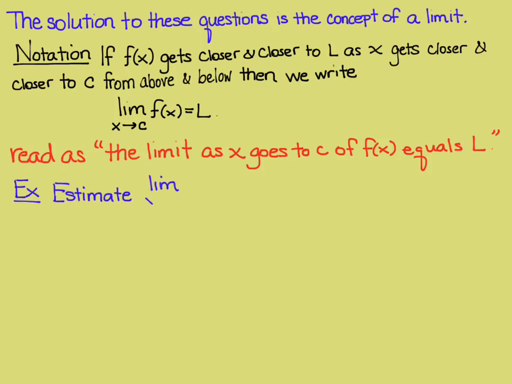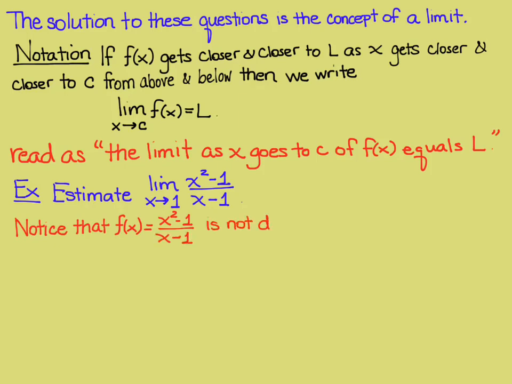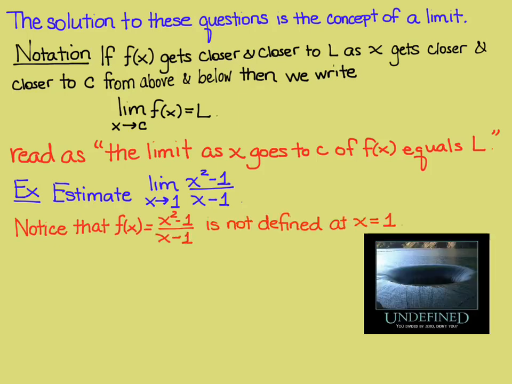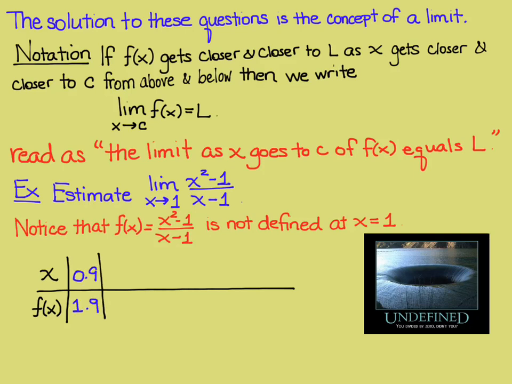For example, let's estimate the limit as x goes to 1 of x squared minus 1 over x minus 1. Notice that f of x equals x squared minus 1 over x minus 1 is not defined at x equals 1. That's because if we tried to plug in x equals 1, the denominator would be 0, and we know that makes the world explode and life bad. So let's create a chart, and we will plug in values that are very close to 1, but not equal to 1. So let's start with x equals 0.9.